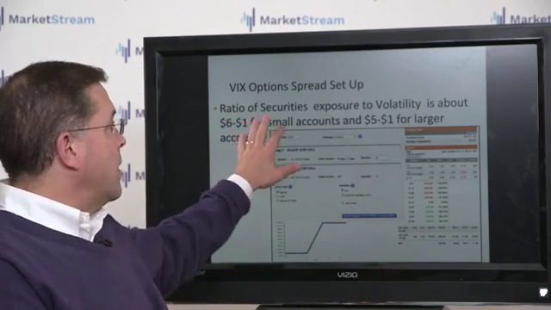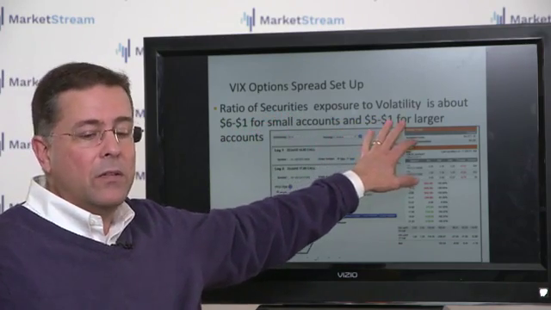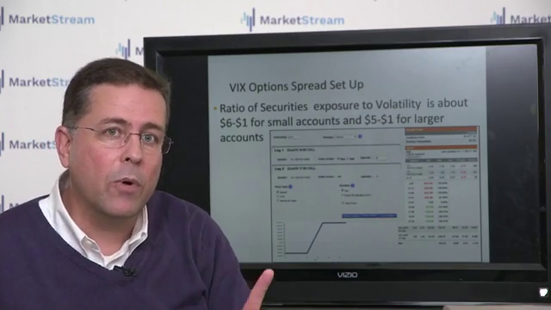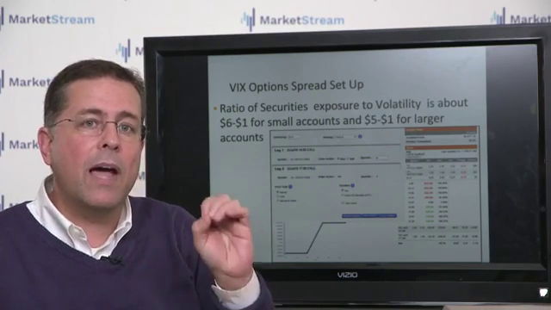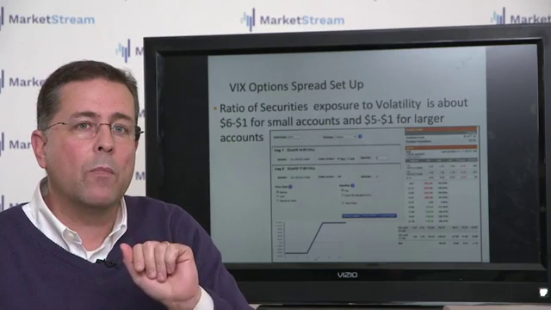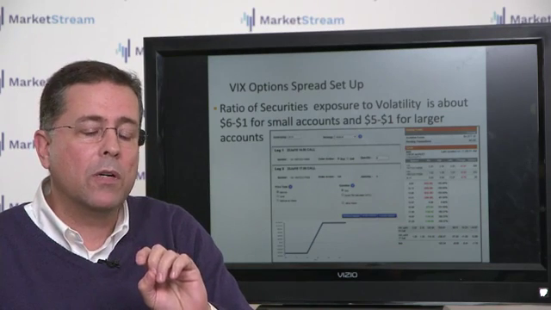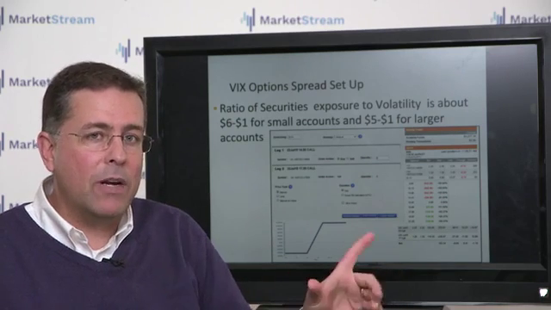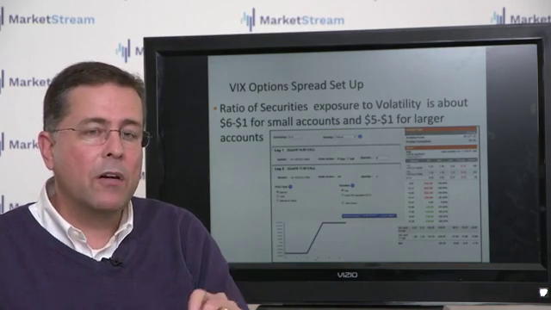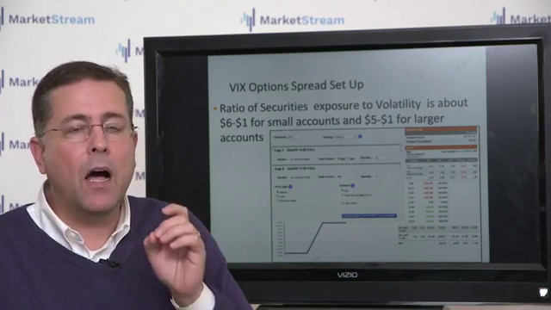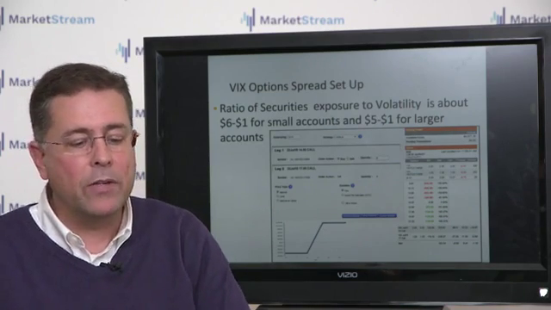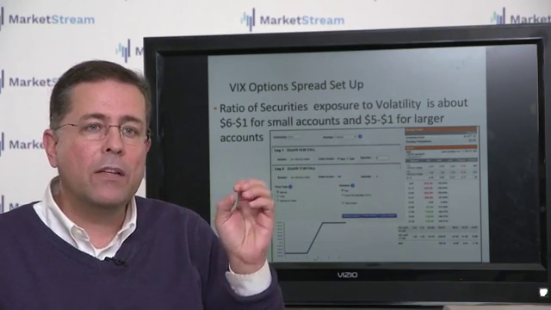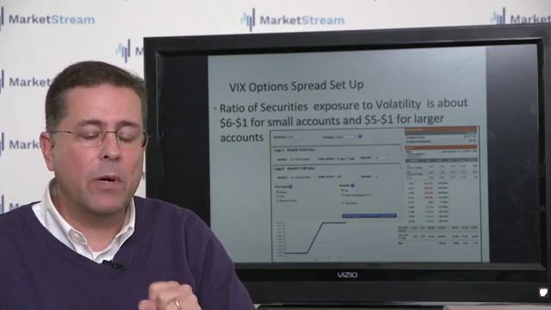So in this example, the ratio of securities exposure to volatility is about $6 to 1 for small accounts. What do I mean? For every $6 that you have in equities, you should have $1 of implied volatility exposure. Okay? For small accounts, that ratio works. For larger accounts, right, for 25, 50, 100,000, north of 100,000, you're looking at more of a $5 to 1 ratio of securities to vol exposure.